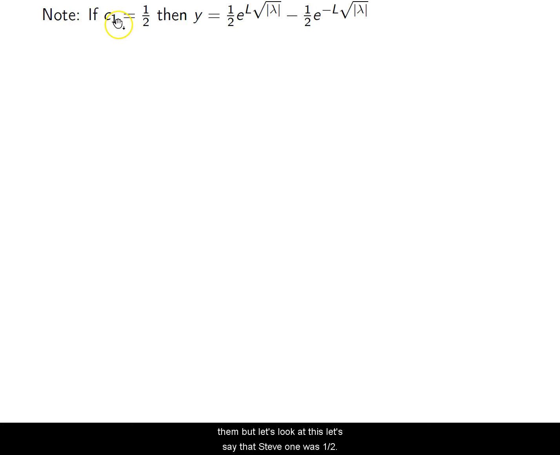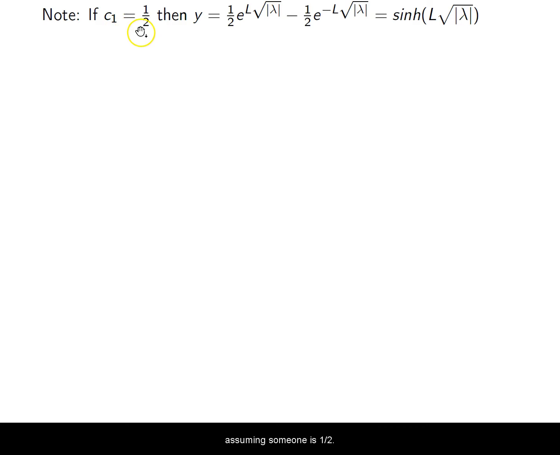Let's say that C1 was 1/2. Then I would have this, right? Remember C2 was the opposite sign. This is the same as sinh, where the exponent is our value here. You might not remember sinh too well, but it's a lot easier to write this as a single value that we understand how to work with rather than a linear combination of functions.